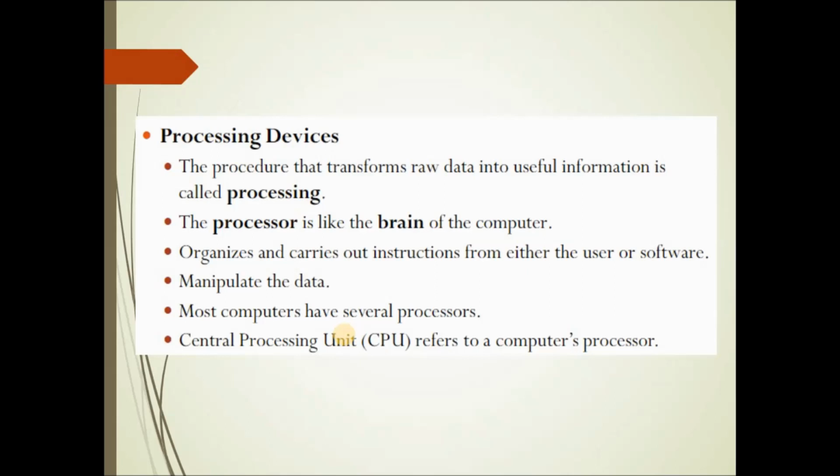The inputs or instructions that we give to the system are raw data, so they have to be converted to meaningful information for the output. That is done by the system and is known as processing. The processor is like the brain of a computer. It organizes and carries out instructions from either the user or software, and manipulates data. Most computers have several processors, central processing units.